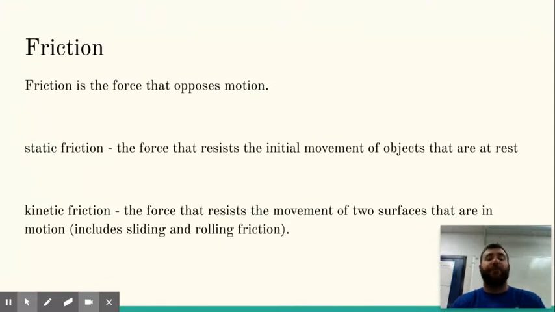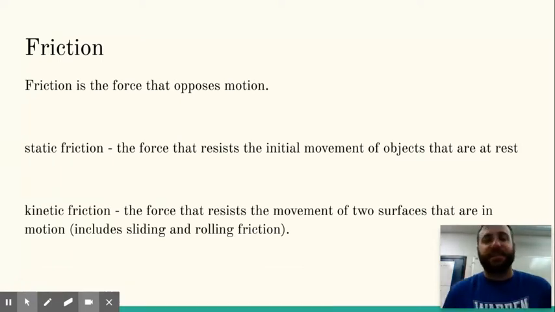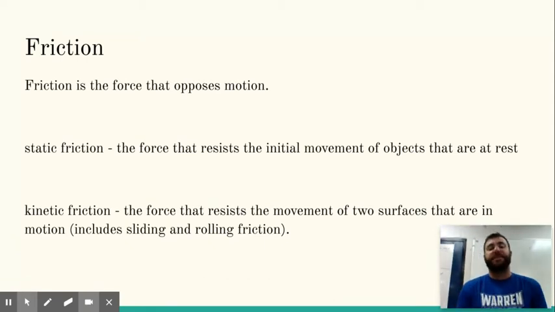Okay, so friction, I've mentioned it a little bit. Friction is the force that opposes motion. Okay, there are two kinds, static and kinetic, right? Static friction, if you think of what the word static means, that's basically just not moving. So static friction is the force that resists initial movement of objects that are at rest.